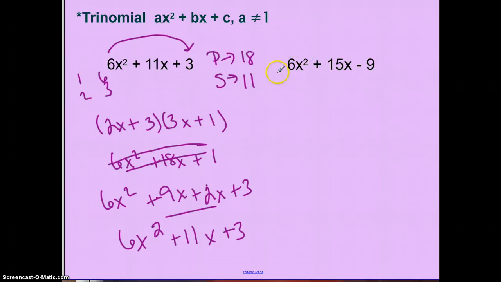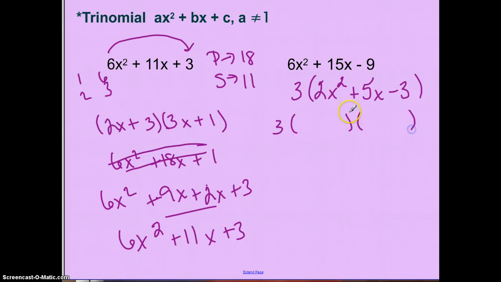Alright, over on this one, start with that greatest common factor. Again, I can take out the 3. I always want to make it as small as I can. And that would leave me a 5x minus 3. Alright, so I just keep using that at the front. Now the only way that I can make 2x squared is 2x times x. And this one's pretty nice because I have a negative 3. So the only way I can do that is either 1 and negative 3 or negative 1 and positive 3.